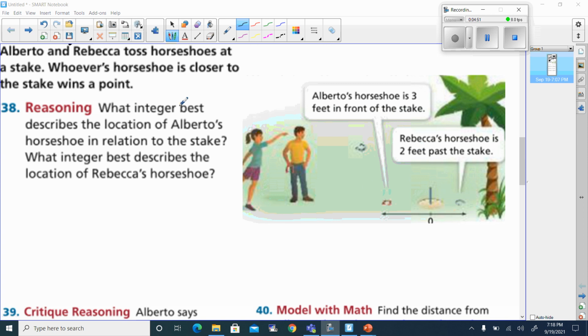What integer best describes the location of Alberto's horseshoe in relation to the stake? We never made it to it, so I would say it's minus 3 from the stake. And what integer best describes the location of Rebecca's? Well, if Rebecca's is 2 feet past it, I would say hers is a positive 2.